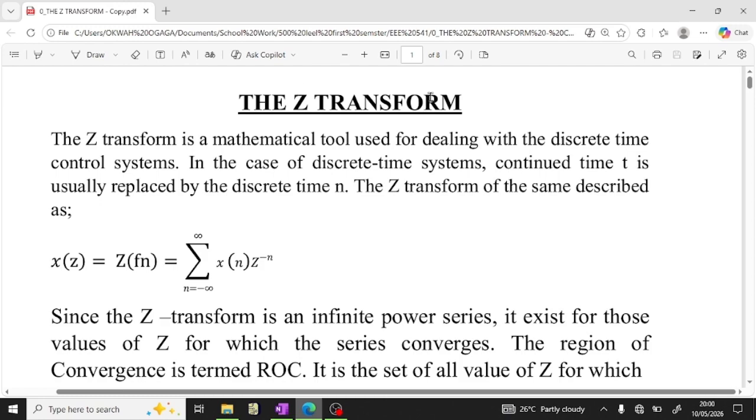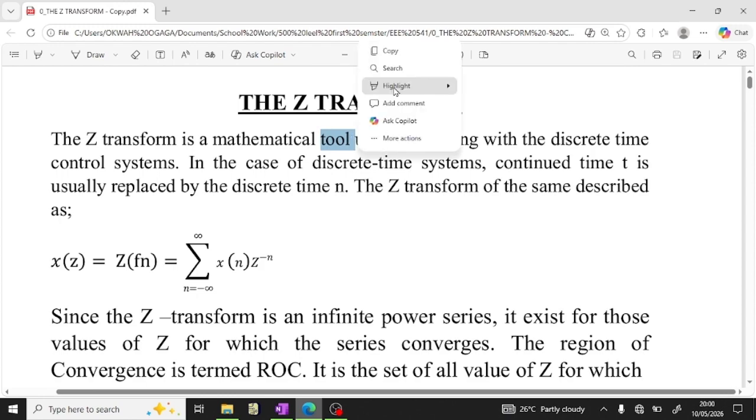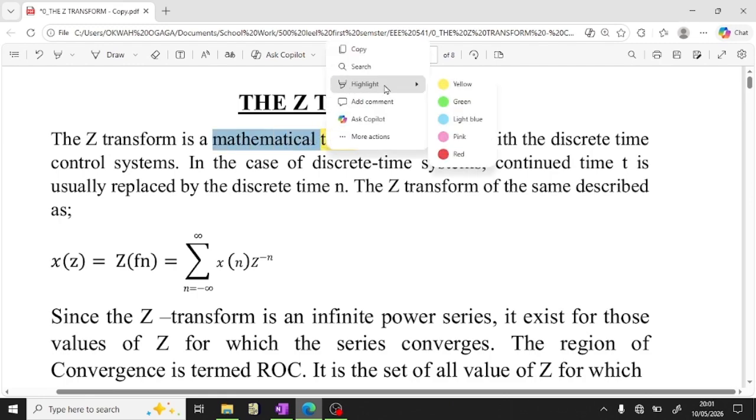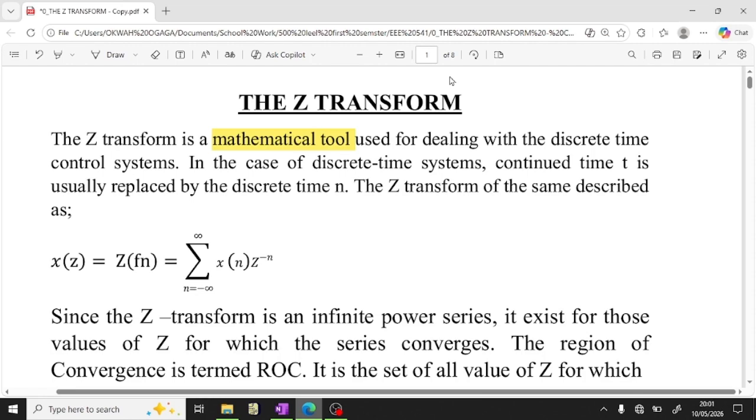In this video we're going to talk about the Z transform. What you have to bear in mind is that this is a tool. This is the first thing you should have in your head. It is a tool, but what kind of tool? It's a mathematical tool.